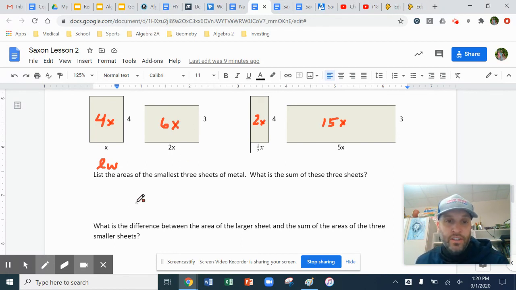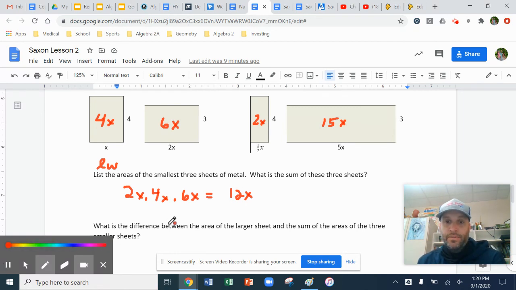So if we find the 3 smallest, we're just going to look for the 3 smallest x value numbers. That would be 2x. That would be a 4x. And that would be a 6x. And what is the sum? Since they're all x, we can add the numbers together. 2 plus 4 plus 6 is a total of 12x.